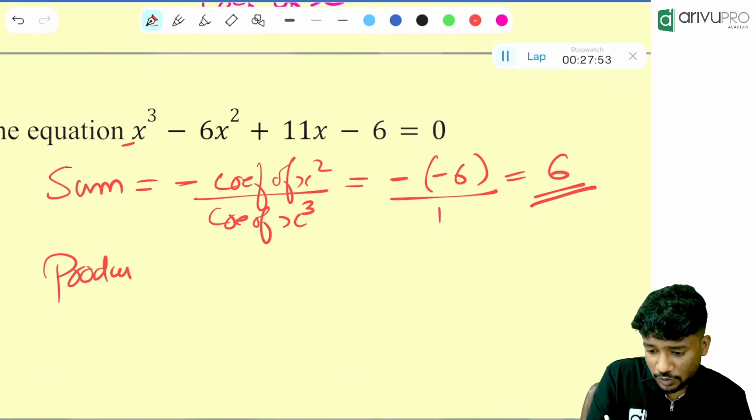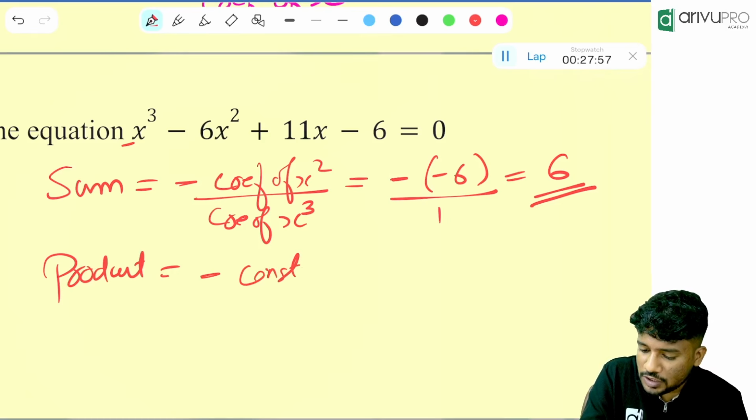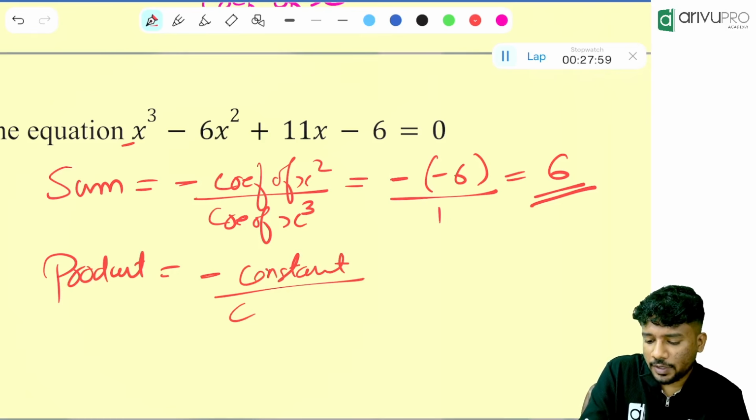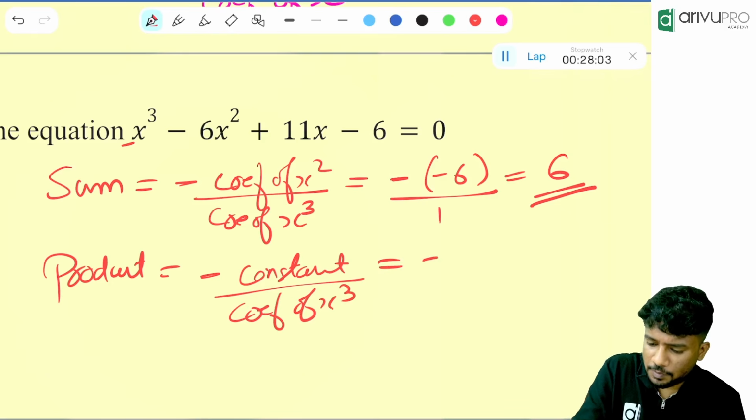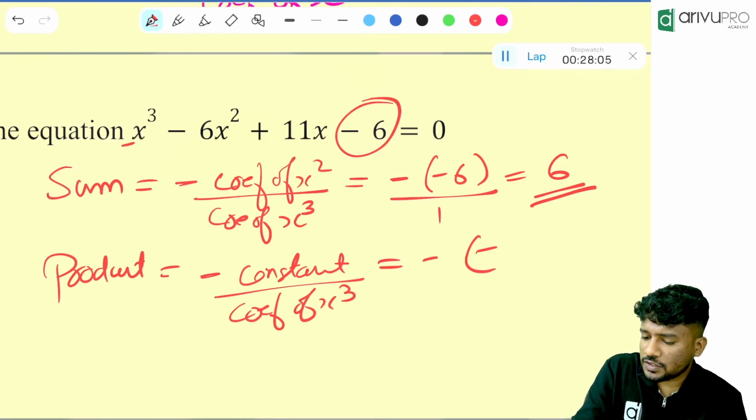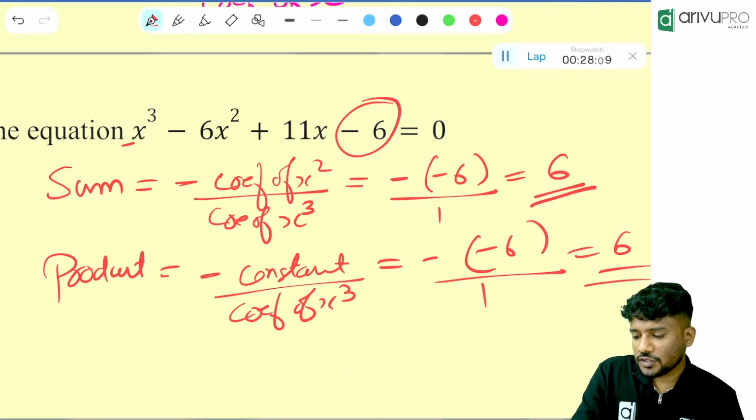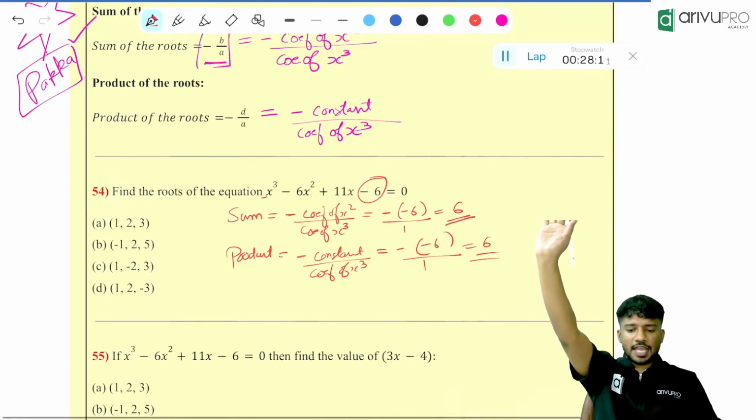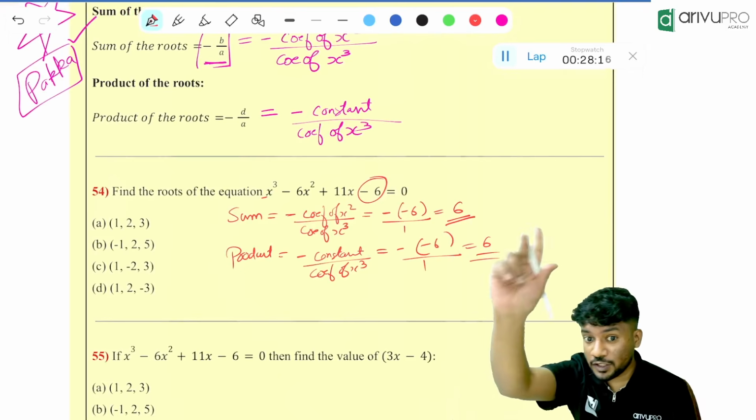What was the formula I told for product? Product is nothing but minus of constant term divided by coefficient of x cube, which is nothing but minus of minus 6 divided by 1, which is equal to 6. That means the sum of the roots should be 6, and the product of the roots should be 6.